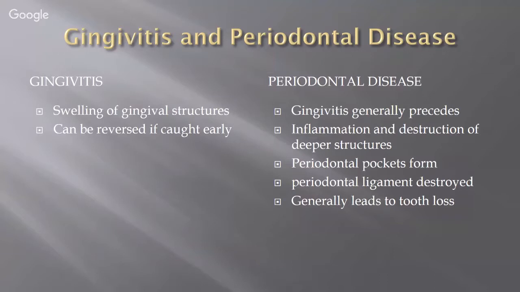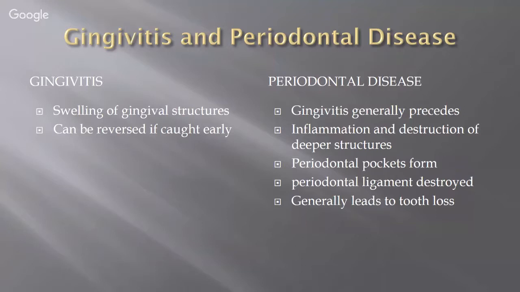It's just swelling of gingival structures. When we see it and we catch it early, we want to reverse that. We can reverse it if it's just gingivitis. If it continues on, it becomes periodontal disease. So often, before we see any periodontal disease, we will see gingivitis. Then we get inflammation and destruction of deeper structures, and that's what is periodontal. So those structures that surround the tooth.